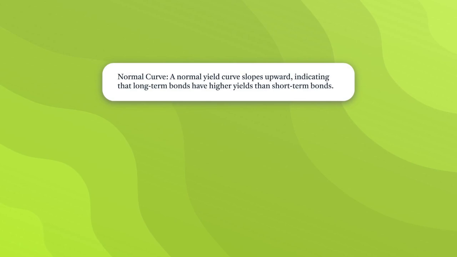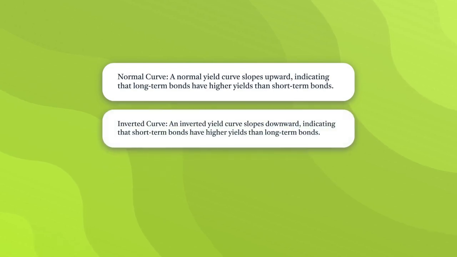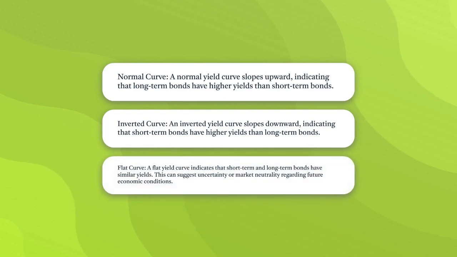Normal curve. A normal yield curve slopes upward, indicating that long-term bonds have higher yields than short-term bonds. Inverted curve. An inverted yield curve slopes downward, indicating that short-term bonds have higher yields than long-term bonds. Flat curve. A flat yield curve indicates that short-term and long-term bonds have similar yields. This can suggest uncertainty or market neutrality regarding future economic conditions.